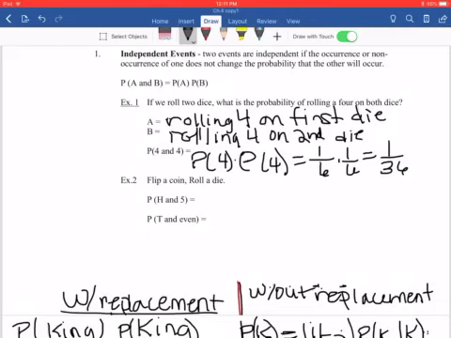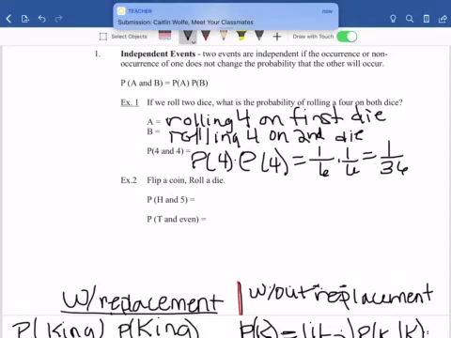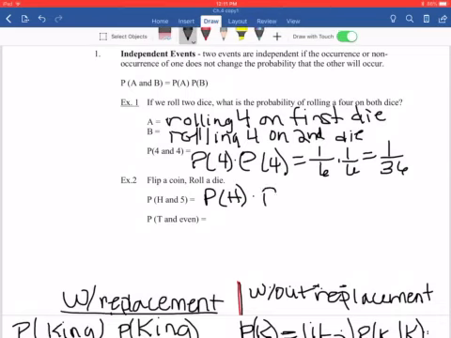What about if we flip a coin and then roll a die? What's the probability of getting heads and a 5? Are they independent of each other? They are, because whether we get heads or tails doesn't change the probability of whether we get a 5 or not. So this will be the probability that we get heads on the coin times the probability that we roll a 5. So we have 1/2 times 1/6, or 1/12. All of these you can write as a decimal as well.